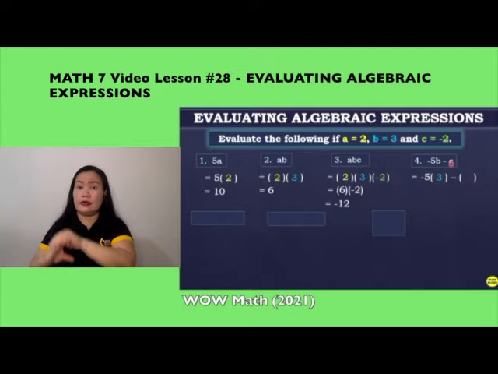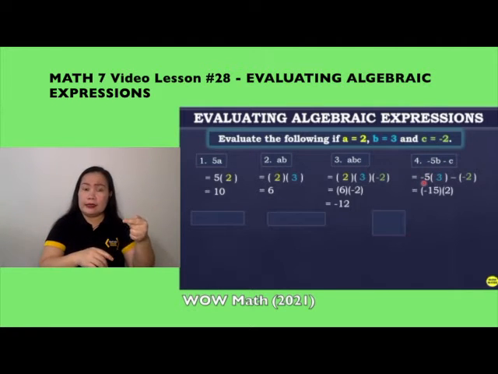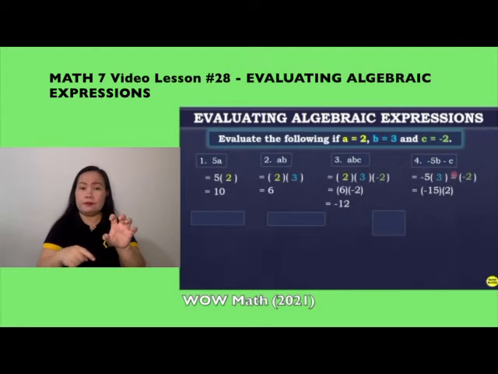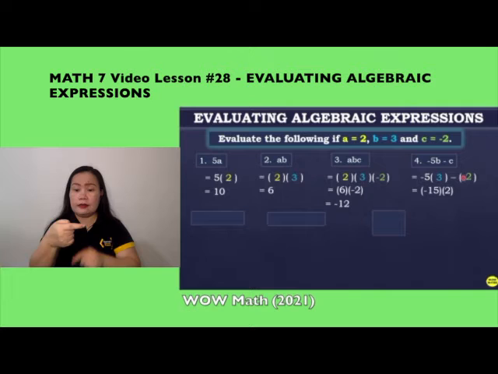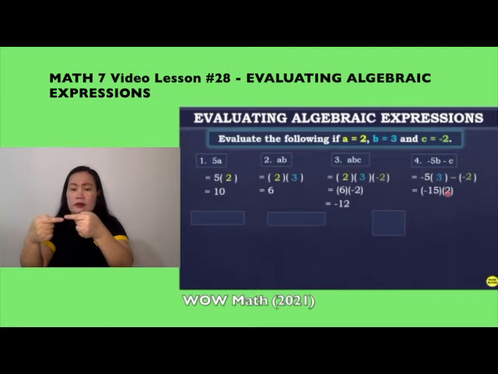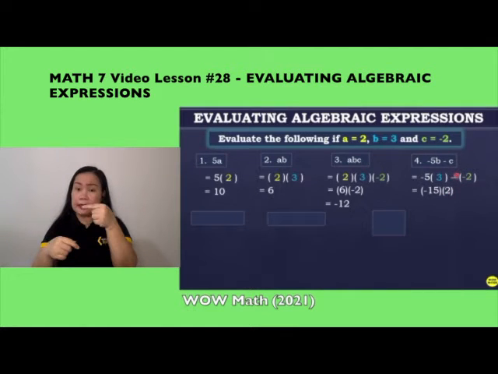Okay? What is your c? Negative 2. So, negative 5 times 3, different signs. So, negative 15. Now, let's simplify. Negative times negative, positive. Okay? So, negative times, there's like a 1 here. Okay? So, negative 1 times negative 2, positive 2.